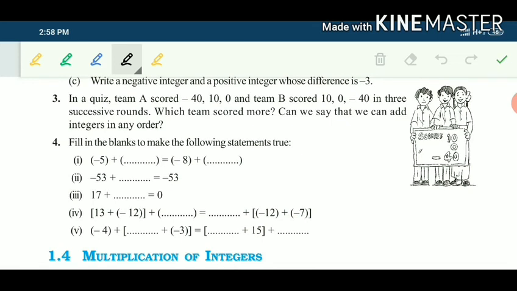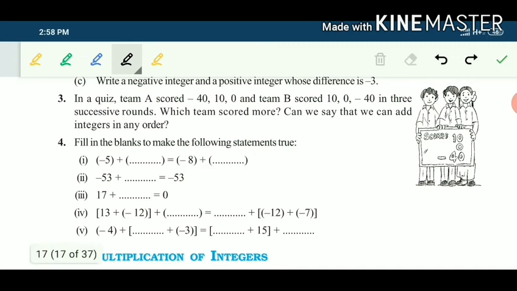Now the last question of this exercise. Fill in the blanks so that the left hand side is equal to the right hand side. In the first portion, minus 5 is given on the left hand side and minus 8 is given on the right hand side. So both sides should be equal. So on this side we will write minus 8 and on this side we will write minus 5. You can solve this. The answer becomes minus 13 on both sides.